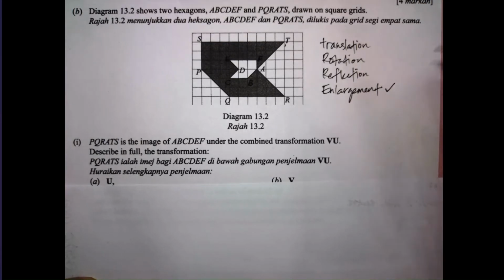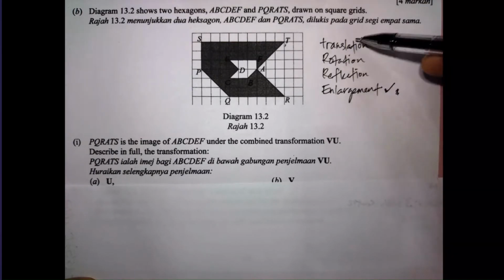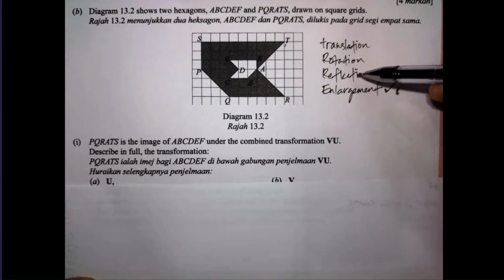Okay, so now we get the idea already. The first one, enlargement, must be there. So this is enlargement, we have chosen already. So we have to choose another one, whether it's translation, rotation, or reflection.